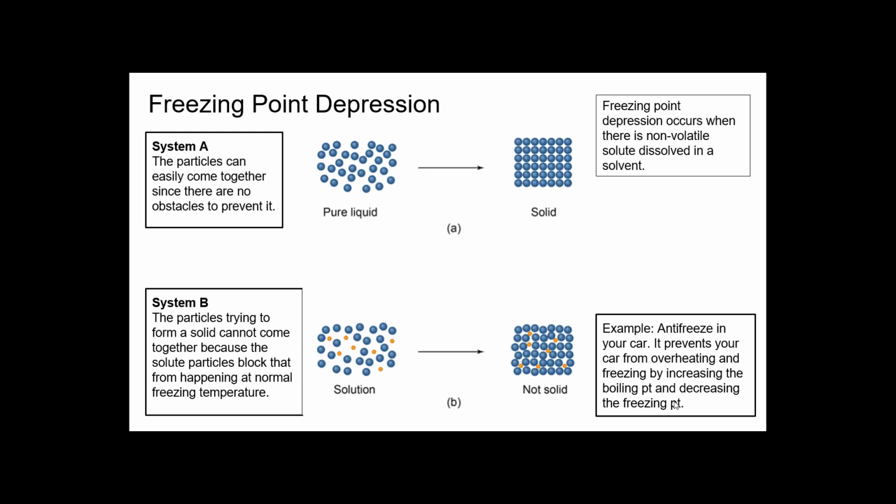So, freezing point depression. Let's look at system A. The particles come together very easily in a pure liquid. If we freeze this, they will come together. There's nothing blocking them. So they will freeze at a certain temperature. Once that temperature hits, these will start forming a solid.